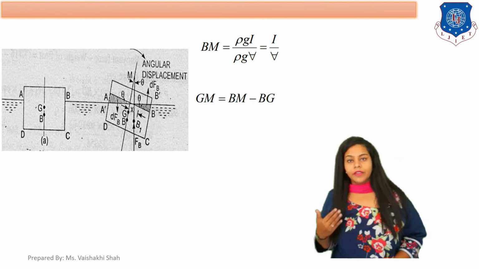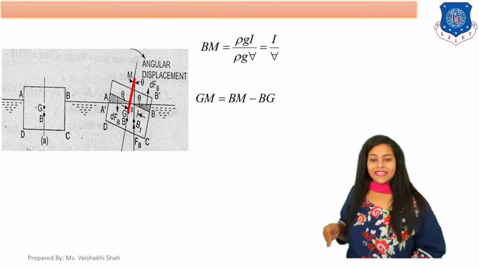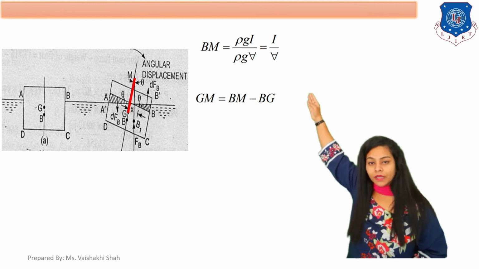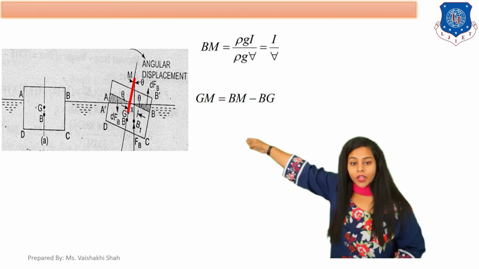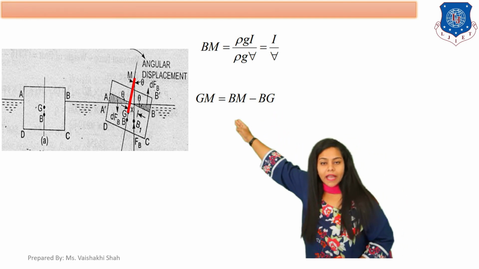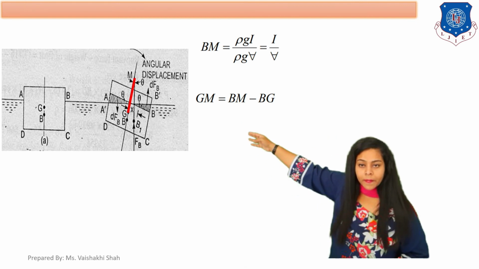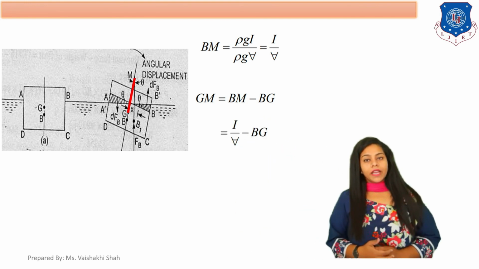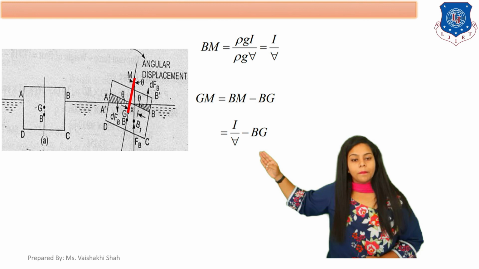Now we have to find the metacentric height, which is this GM. We got the equation for BM, now we have to find GM. As you can see from the distance, GM equals BM minus BG. Now we have the equation for BM, which is I by V, so GM is I by V minus BG.